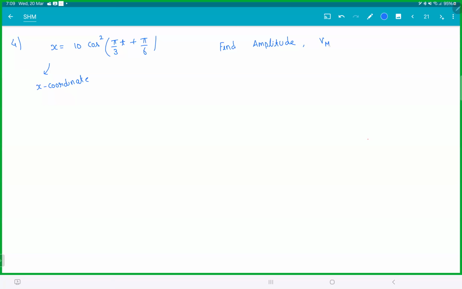V max, acceleration max, x mean, time period. Time taken for it to come to rest for the first time. That time taken will be the proper mains-level question. We'll see this.